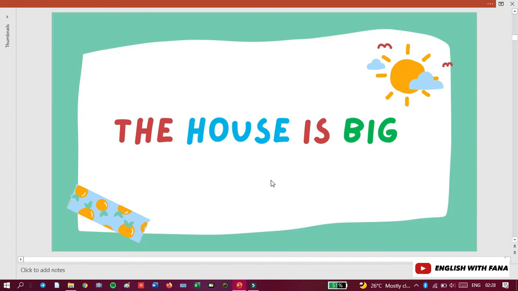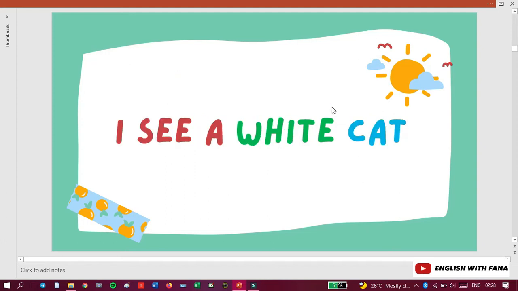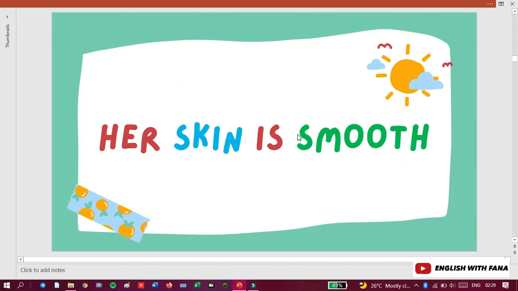Next, let's look at this sentence and can you tell me which one is the adjective? House? Yes, correct. House is a noun, so the adjective is big. Alright, next. Alicia is a noun and pretty is an adjective. I see a white cat. White is an adjective and cat is a noun. The pie is delicious. Pie is a noun and delicious is an adjective. You have to remember, adjective in Bahasa is kata sifat. So it describes, dia menerangkan benda, orang, binatang, tumbuh-tumbuhan, or anything else that we can see or cannot see. Her skin is smooth. So skin is a noun, smooth, halus, is an adjective.